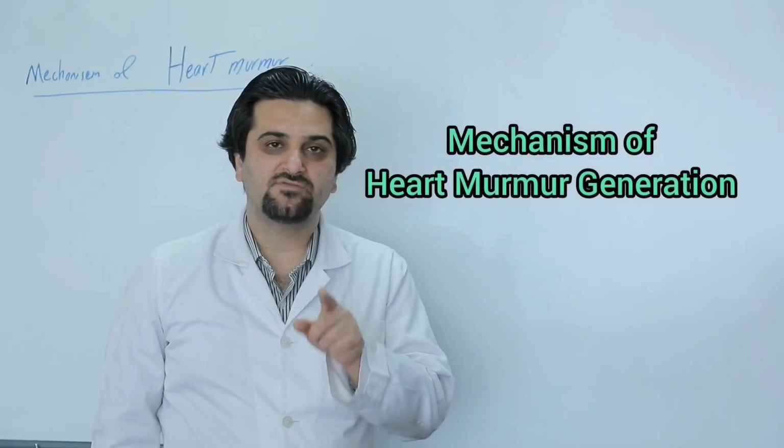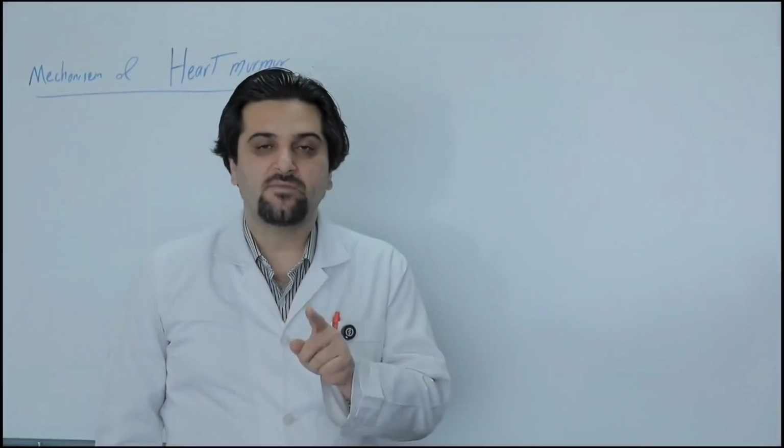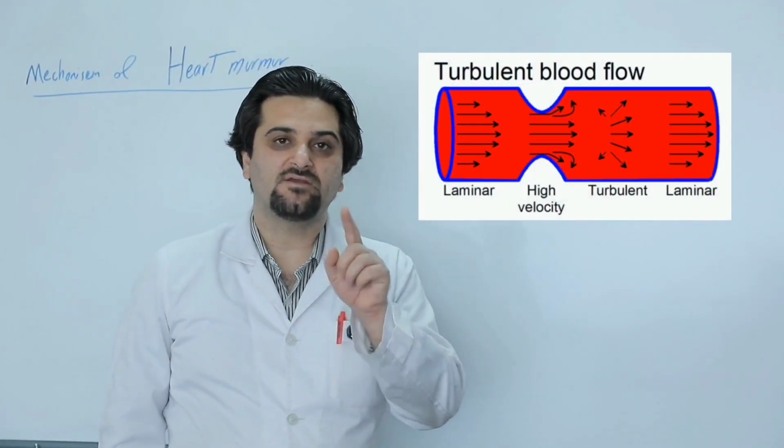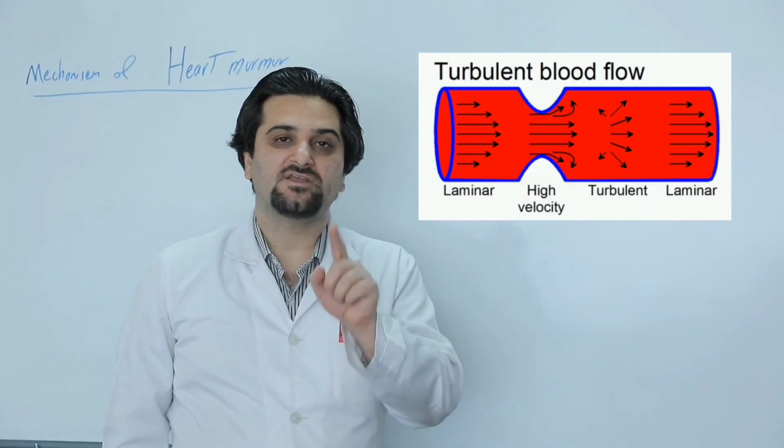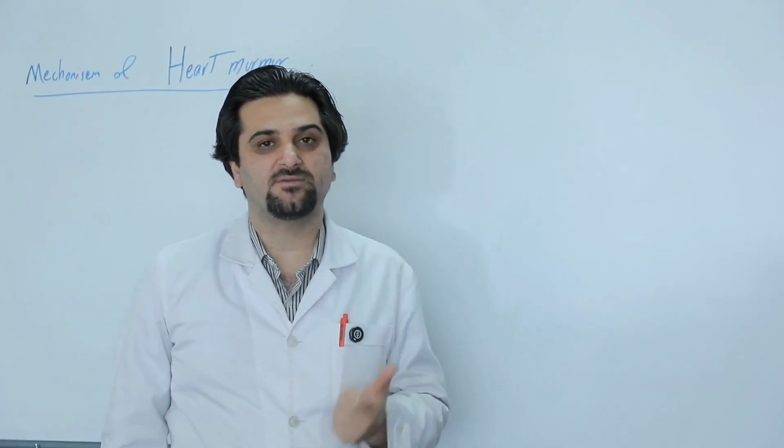What is the mechanism of heart murmurs? Heart murmurs occur due to the creation of turbulent blood flow, caused by pressure differences and gradients between two chambers.